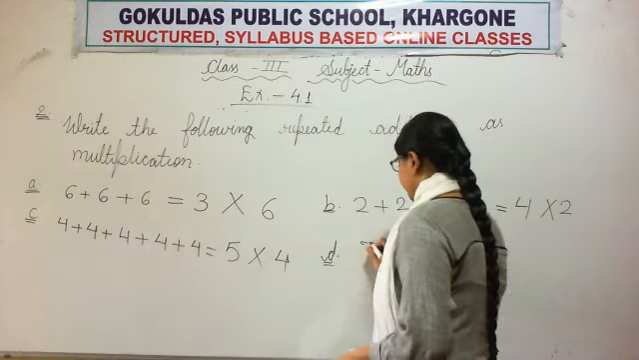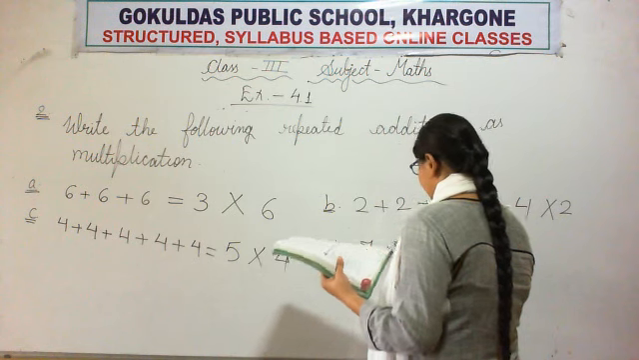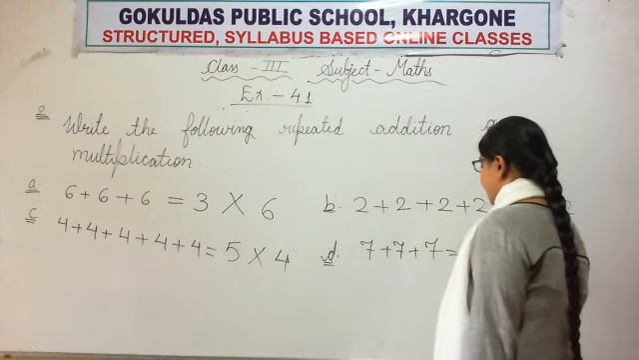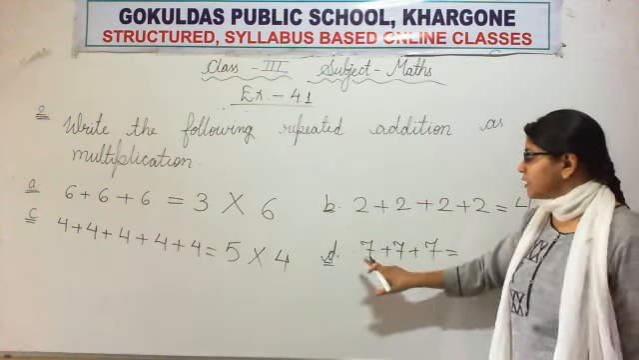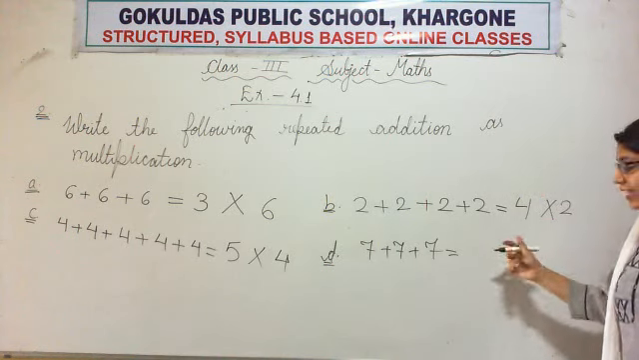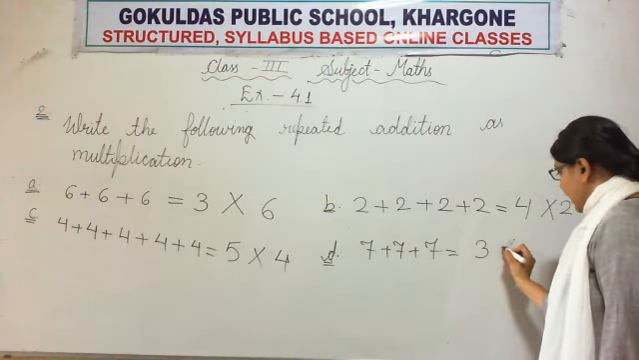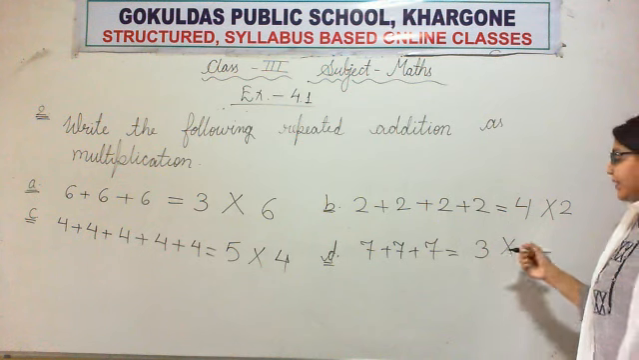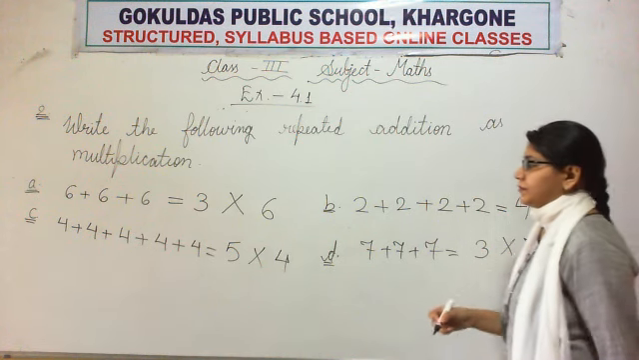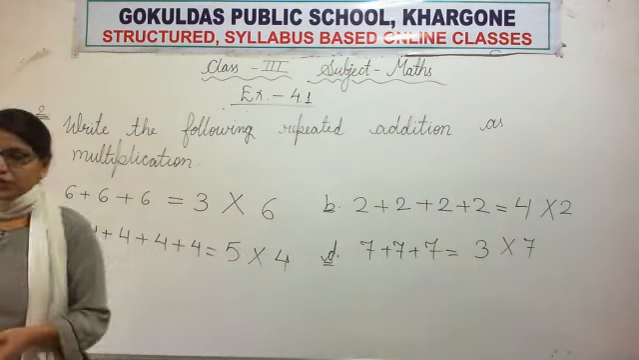7 plus 7 plus 7. So let's count how many times. 1, 2, 3. 3 times. So 3 times. 3 times what? Number 7. So let's write 7. Now the next one.